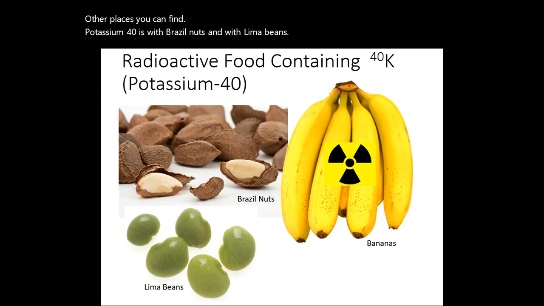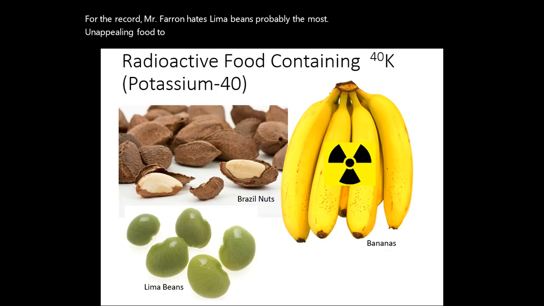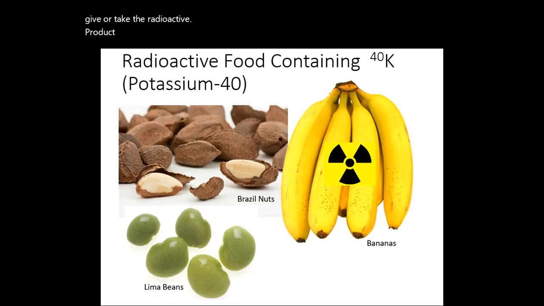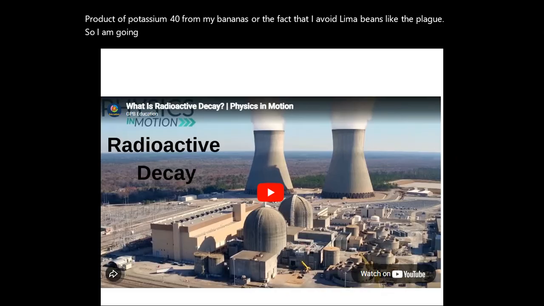For the record, Mr. Farron hates lima beans, probably the most unappealing food to me. But bananas, Mr. Farron eats way too many bananas. So give or take the radioactive product of potassium-40 from my bananas, or the fact that I avoid lima beans like the plague.